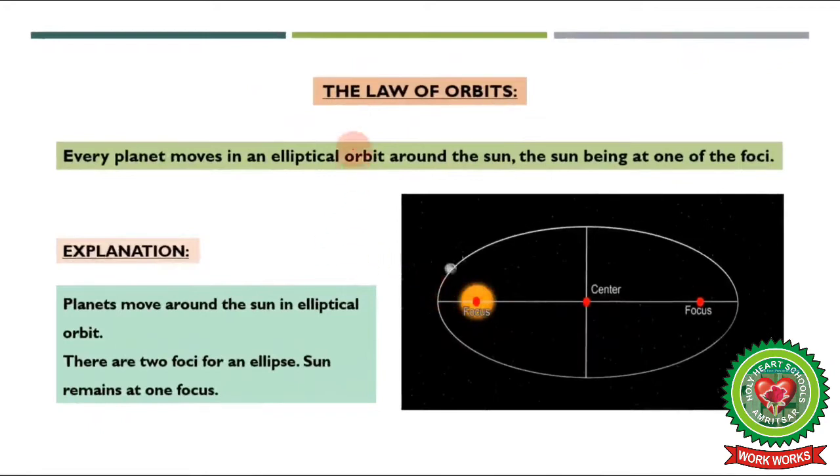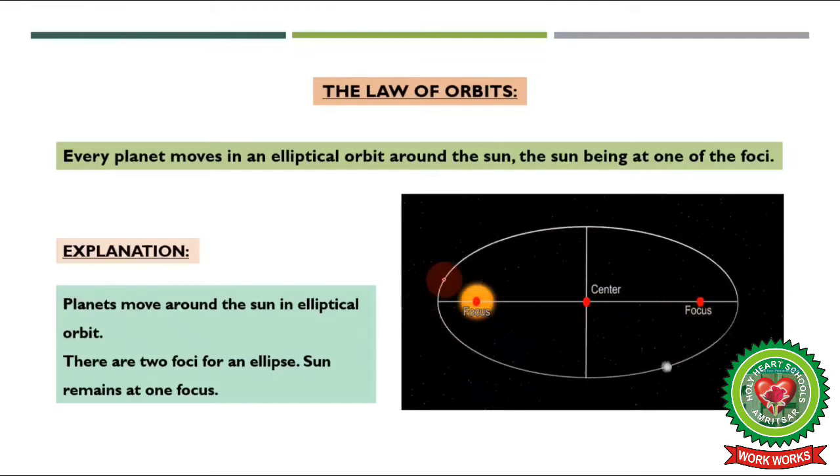Kepler's first law of planetary motion is also called the law of orbits. According to the first law of Kepler, every planet moves in an elliptical orbit around the Sun, being at one of the foci. So, according to the first law, all the planets revolve around the Sun in an elliptical orbit. Orbit means the path on which a planet revolves around the Sun, and the Sun is at one of the foci.